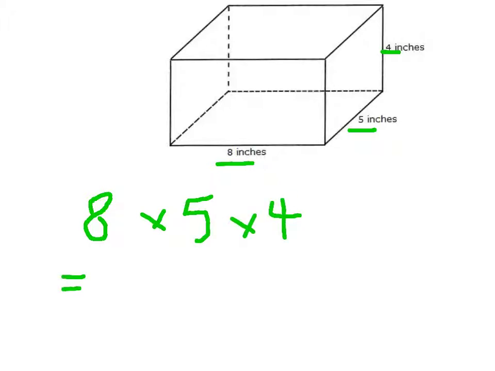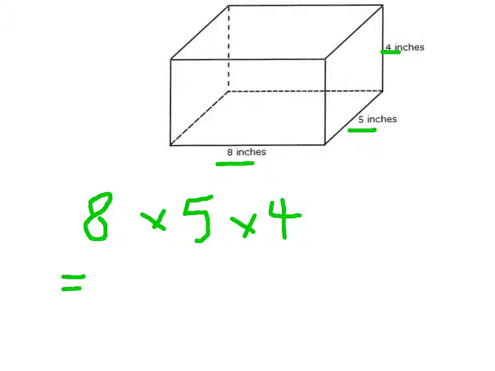And what does that equal then? So let's break this down. 8 times 5, that's in our times tables, isn't it? So 8 times 5 is 40. Did you get that before me? Well done if you did. So 8 times 5 is 40. So 40 times 4. Can you get 40 times 4? That's kind of a big number, isn't it?